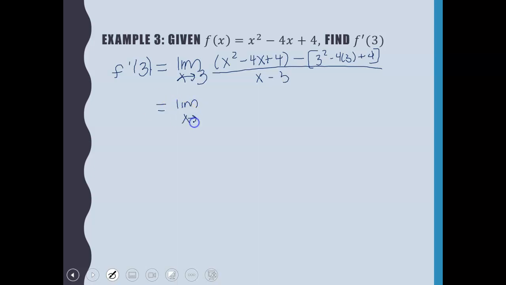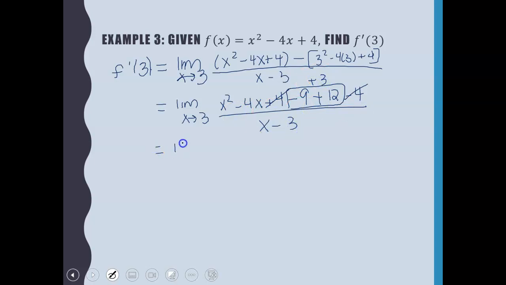Limit as x approaches 3, x squared minus 4x plus 4 minus 9 plus 12 minus 4. So plus 4 minus 4 end up canceling, and then negative 9 plus 12 is positive 3 all over x minus 3. Still writing my limit, factoring my numerator.